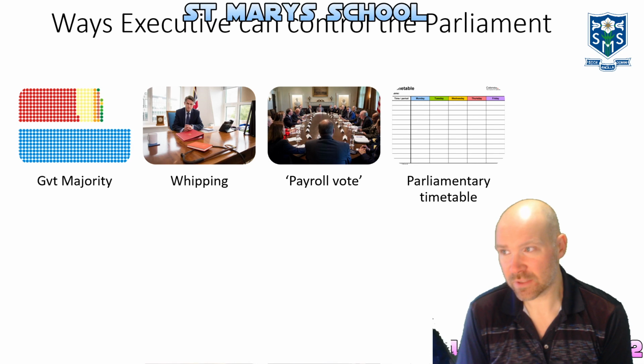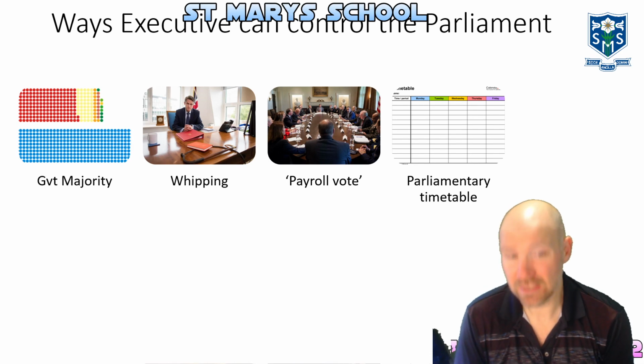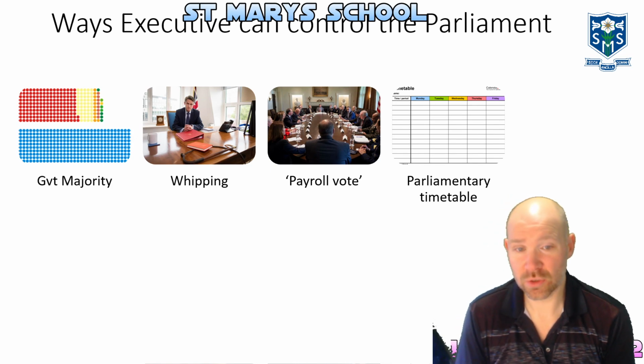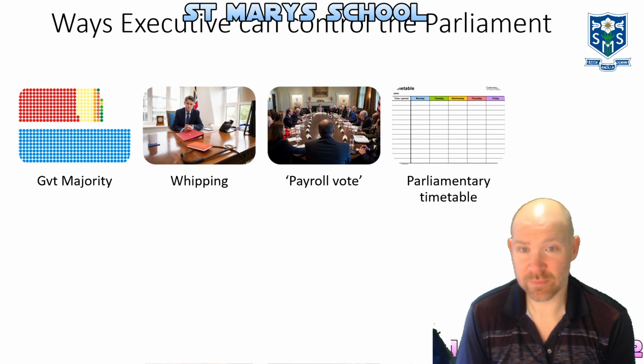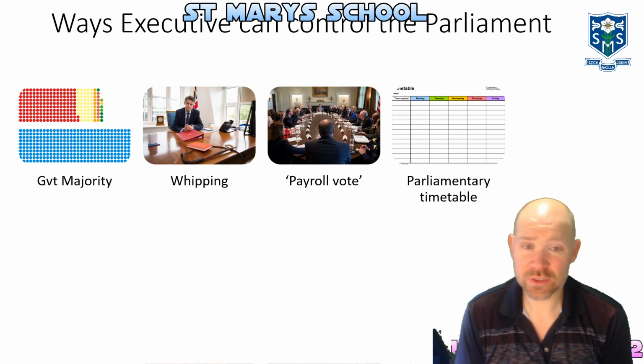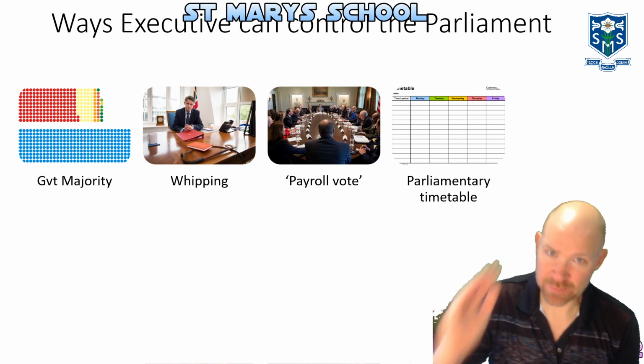You saw in the other video there's something called the Backbench Business Committee. So for 35 days a year, other parties can control the parliamentary timetable. But 35 days is not the same as controlling it all the time. And there are limits to what can be done on those 35 days, but it's better than nothing.